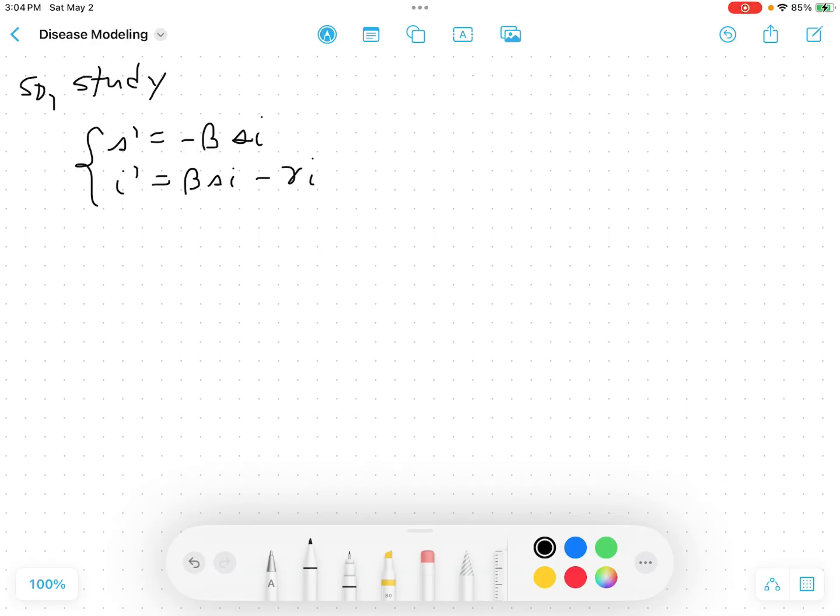So in order to get the information that we want, I'm going to look at just focusing on I prime being 0. So just when we've got a steady number of individuals infected. So if we factor this, we've got that I prime is equal to I times (beta S minus gamma).